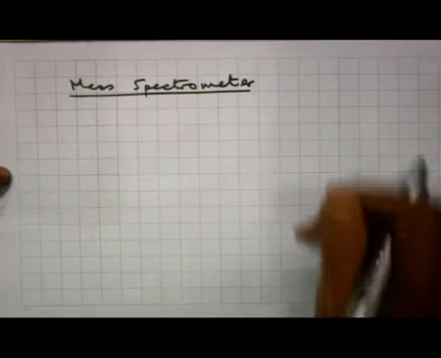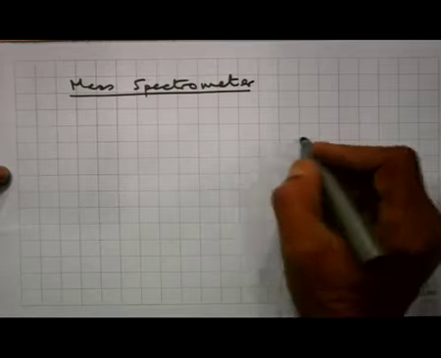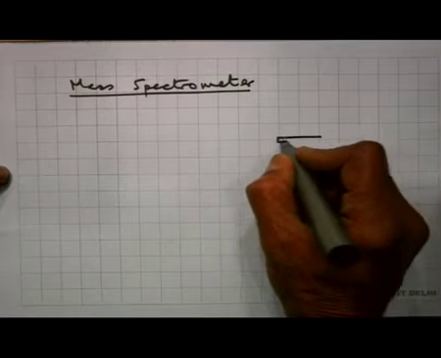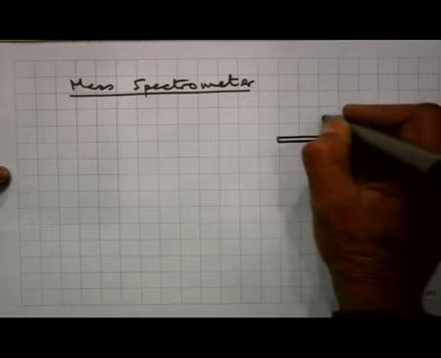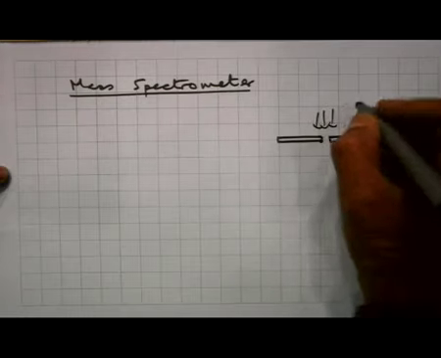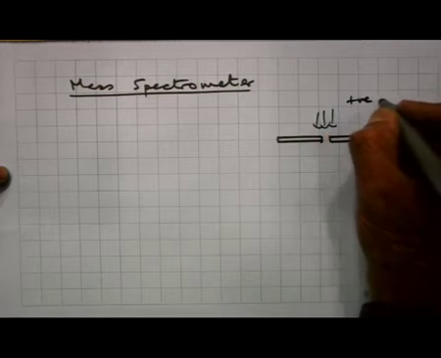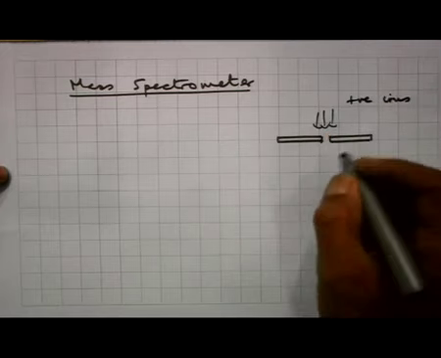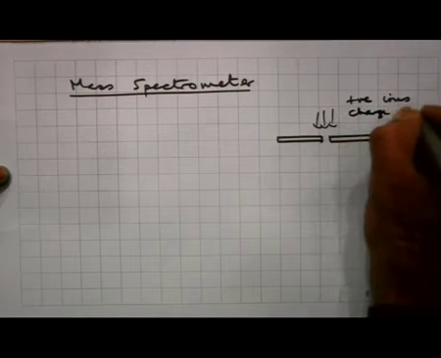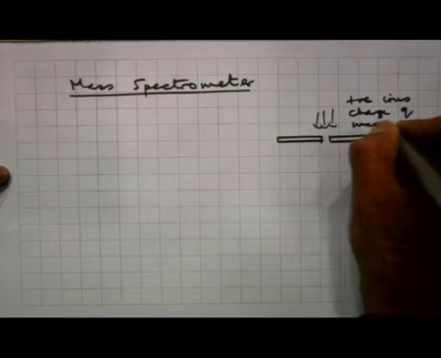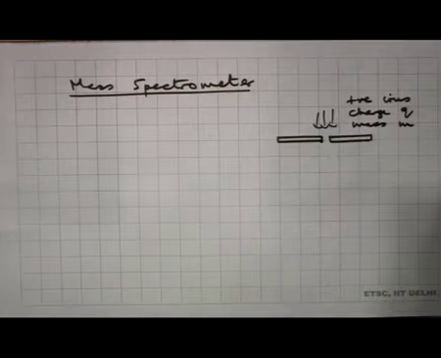So let me draw a schematic of the apparatus of the experiment here. I have a slit here, and I have ions coming from here. These are positive ions, and let me assume the charge is q and mass is m. These are ionized by some mechanism, and these positive ions are coming through the slit here.